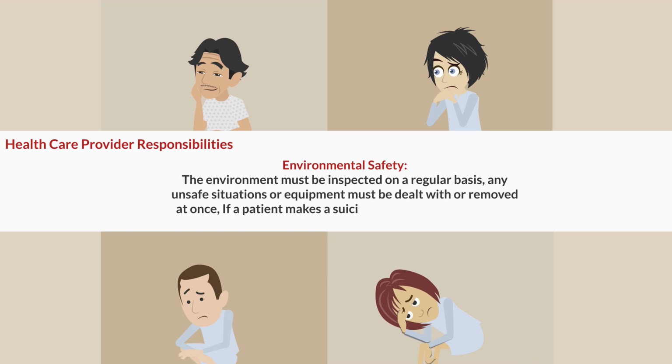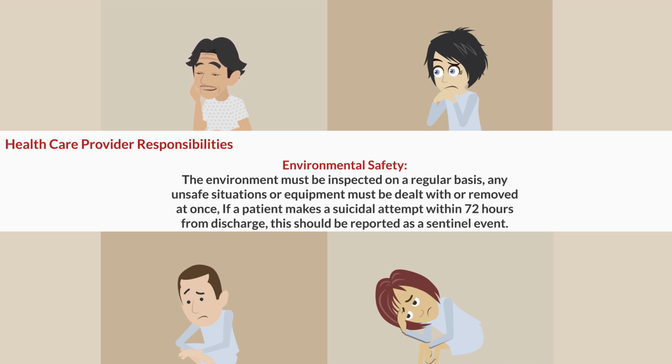The environment must be inspected on a regular basis, and any unsafe situations or equipment must be dealt with or removed at once. If a patient makes a suicidal attempt within 72 hours from discharge, this should be reported as a sentinel event.